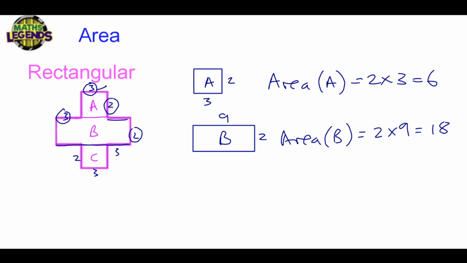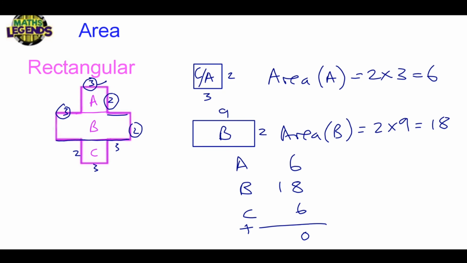Now, the area of rectangle C is also the same as what we calculated for A, because the sides are also the same, 2 and 3. So that means we need to add 6 for rectangle A, 18 from rectangle B, and another 6 from rectangle C. So we add these together. So 6 add 6 is 12, 12 add 18 is 30, which is the same as what we had earlier.